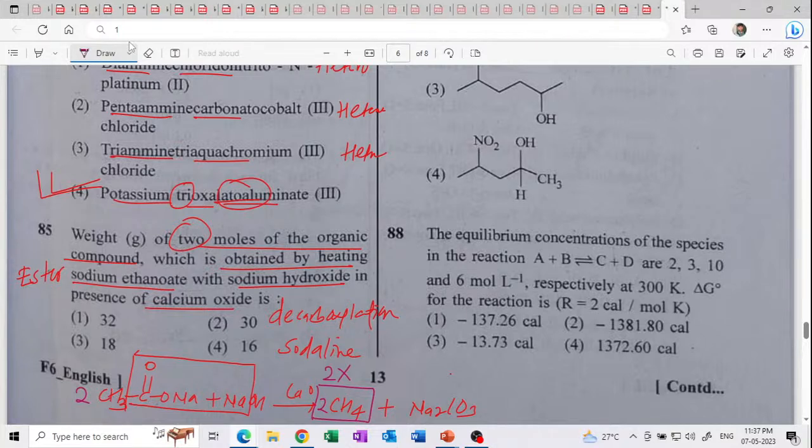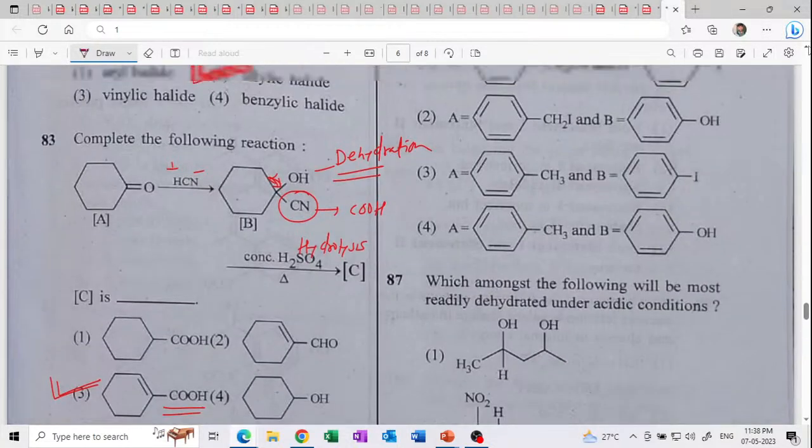Carbon 12 and hydrogen 4, that's 16, and 2 into 16 is 32. So this is your answer. Methane, 2 moles of methane. What is the compound? Methane will be formed, a decarboxylation reaction. So this is the question from carboxylic acid. It is a decarboxylation reaction. So simple reaction. Get it? This is a numerical point of view.